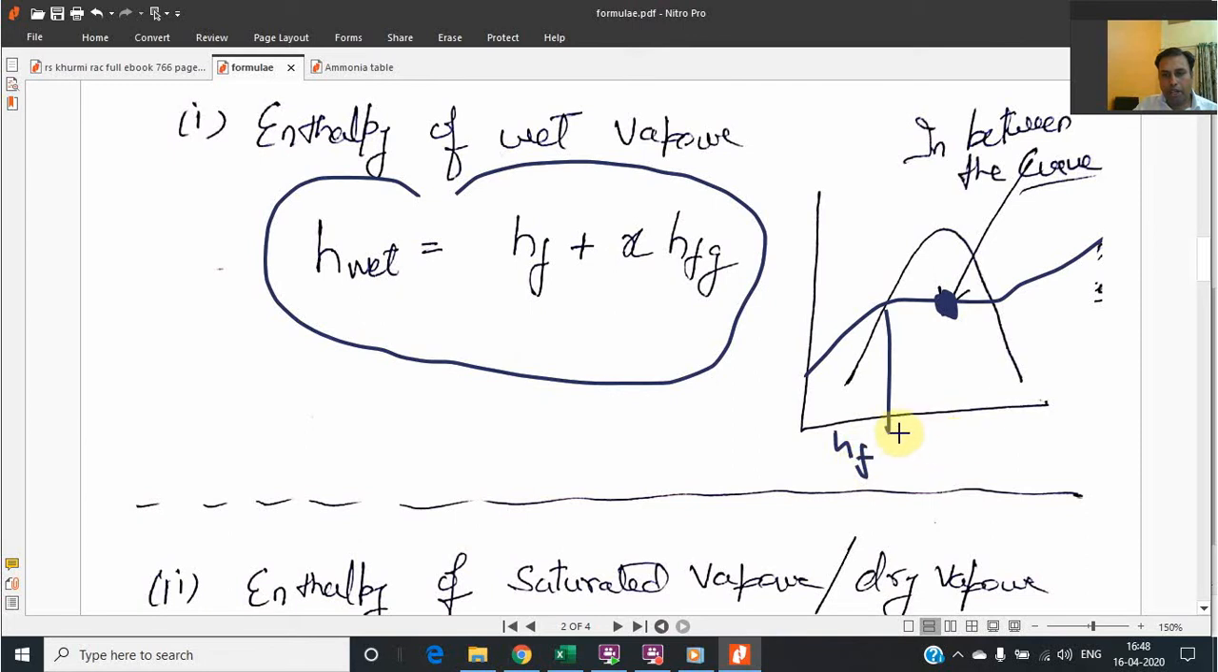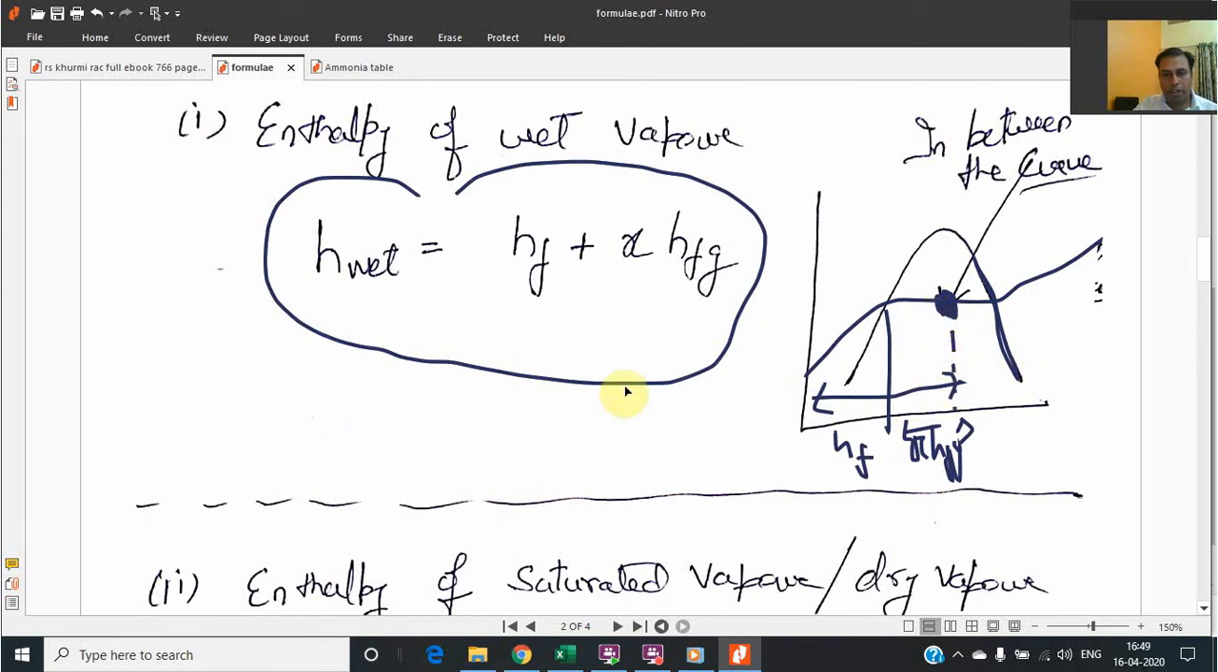We have not covered the complete HFG. We have covered only 50% of HFG. So how to calculate 50% of HFG? That will be X HFG. This much HFG we have to take, and the total enthalpy at this point will be HF plus X HFG, because we are not sitting on this curve. If we are sitting on this curve, then the total enthalpy will be HF plus complete HFG.